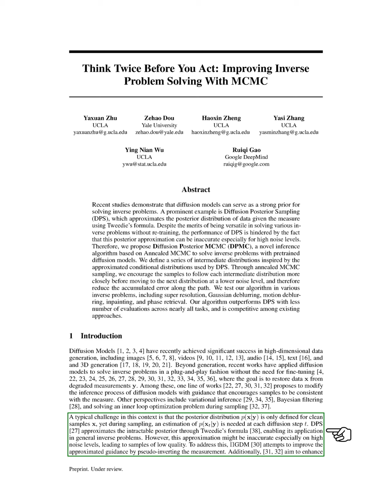A key challenge we face is that the posterior distribution, which represents the relationship between the clean data and the measurements, is only defined for clean samples. However, during sampling, we need to estimate this posterior at each diffusion step. To address this, we utilize Tweedie's formula to approximate the posterior, which allows us to apply it to various inverse problems. Yet, we recognize that this approximation can be inaccurate, especially in high-noise situations, resulting in lower-quality samples.